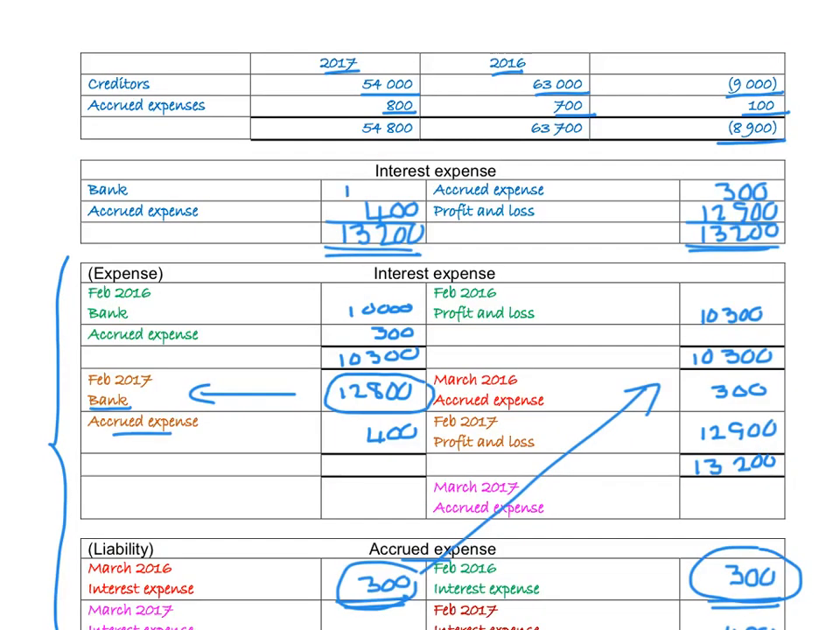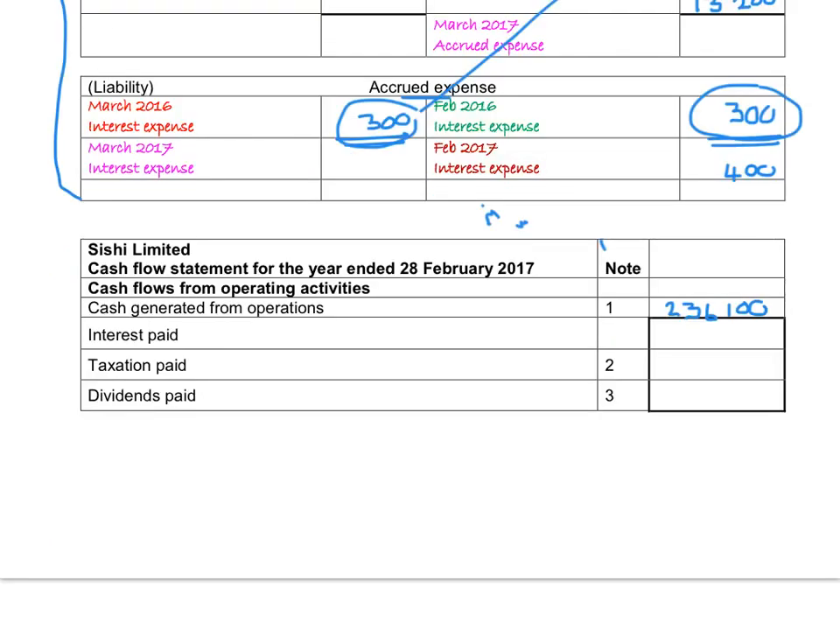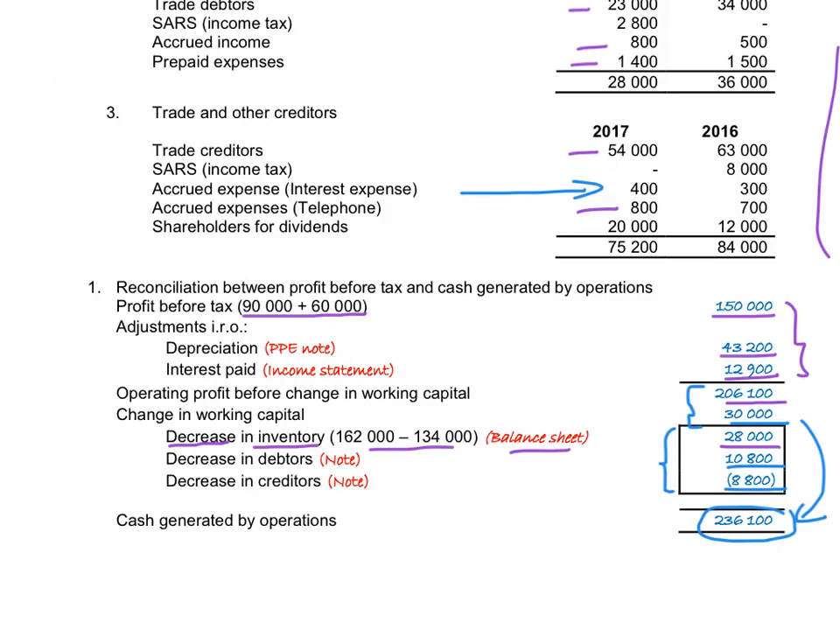And I will show that the amount that was paid out of the bank was 12,800. This 12,800 will be recorded on the face of the cash flow statement. And here I will indicate that the outflow to pay for interest during the current year was 12,800.